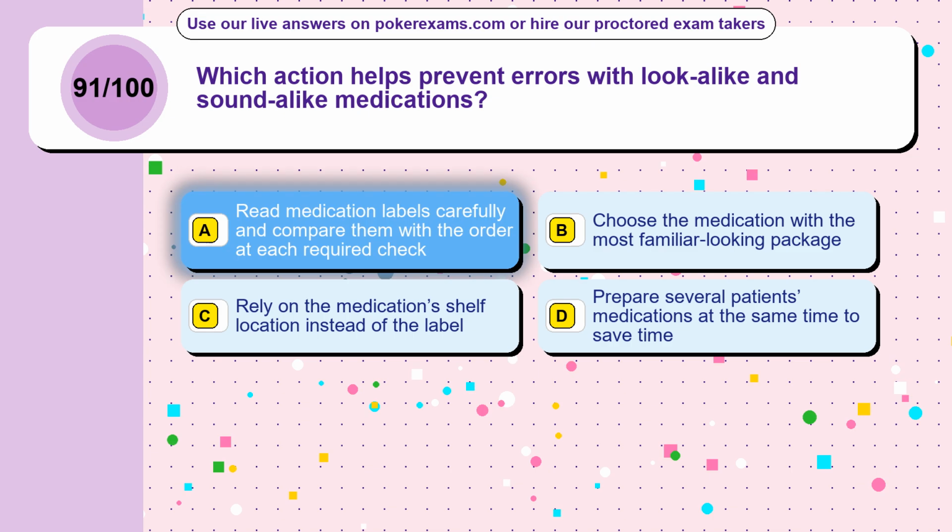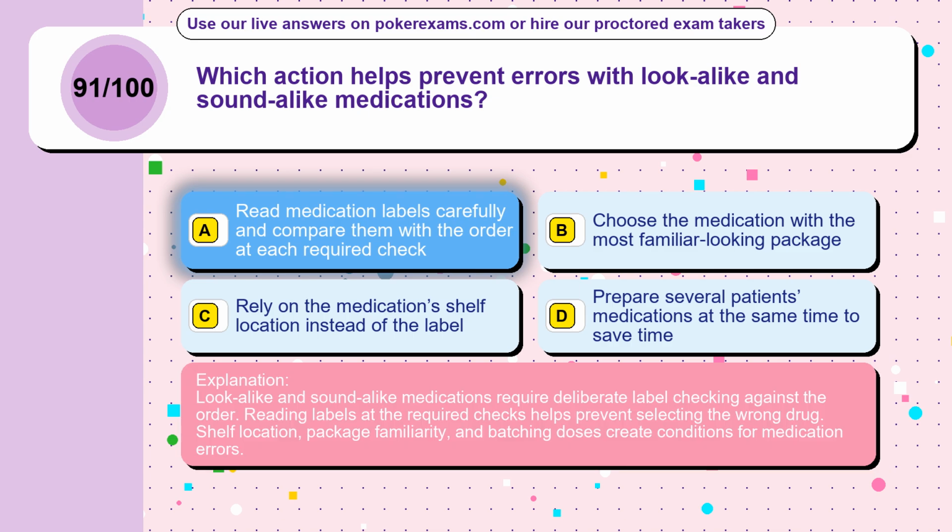The correct answer is option A. Read medication labels carefully and compare them with the order at each required check. Look-alike and sound-alike medications require deliberate label checking against the order. Reading labels at the required checks helps prevent selecting the wrong drug. Shelf location, package familiarity, and batching doses create conditions for medication errors.